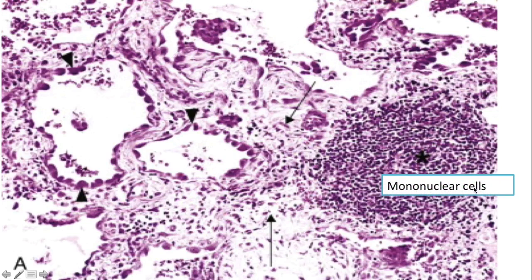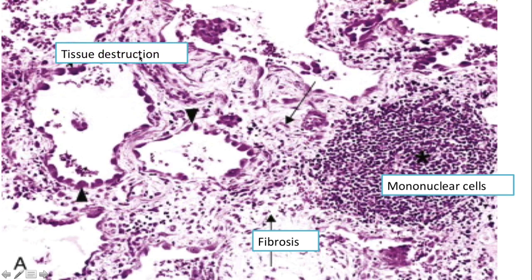Okay, you can see the presence of mononuclear cells here. These are small blue dots. These are all nuclei of the inflammatory cells. There is presence of fibrosis, which is evidence of tissue repair or healing, and also there is evidence of tissue destruction, because these should all be alveolar spaces with not much interstitial tissue in between, but here you can see a lot of fibers going on in between these alveolar spaces. So this is fibrosis and tissue destruction.